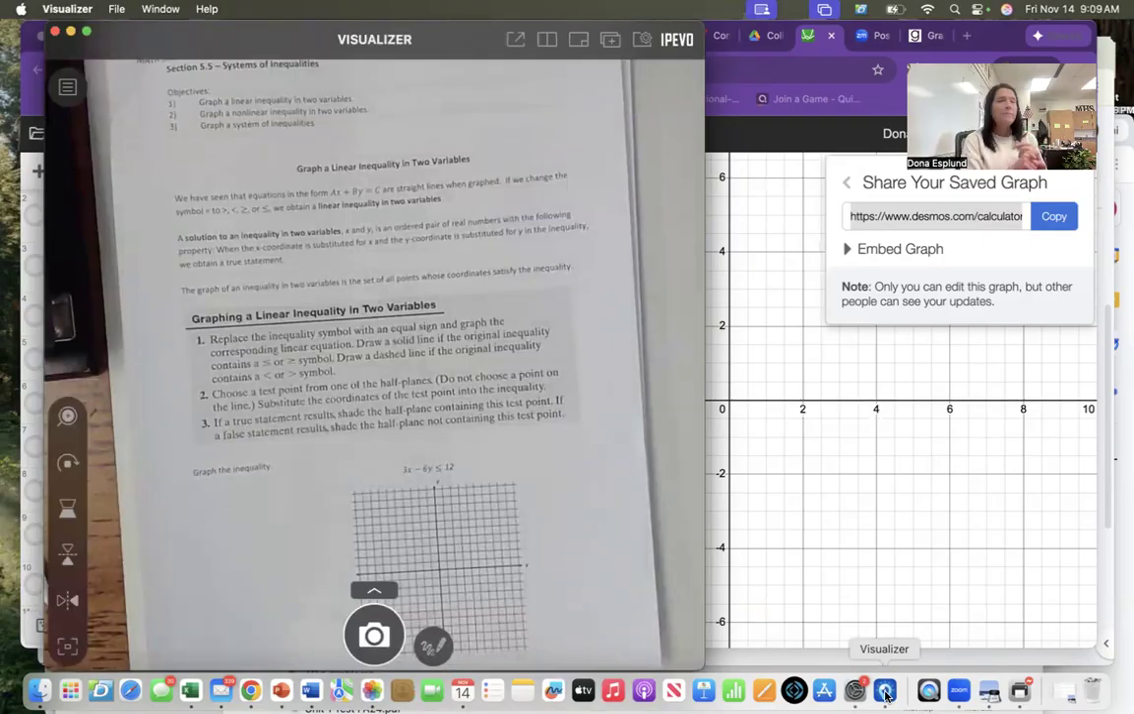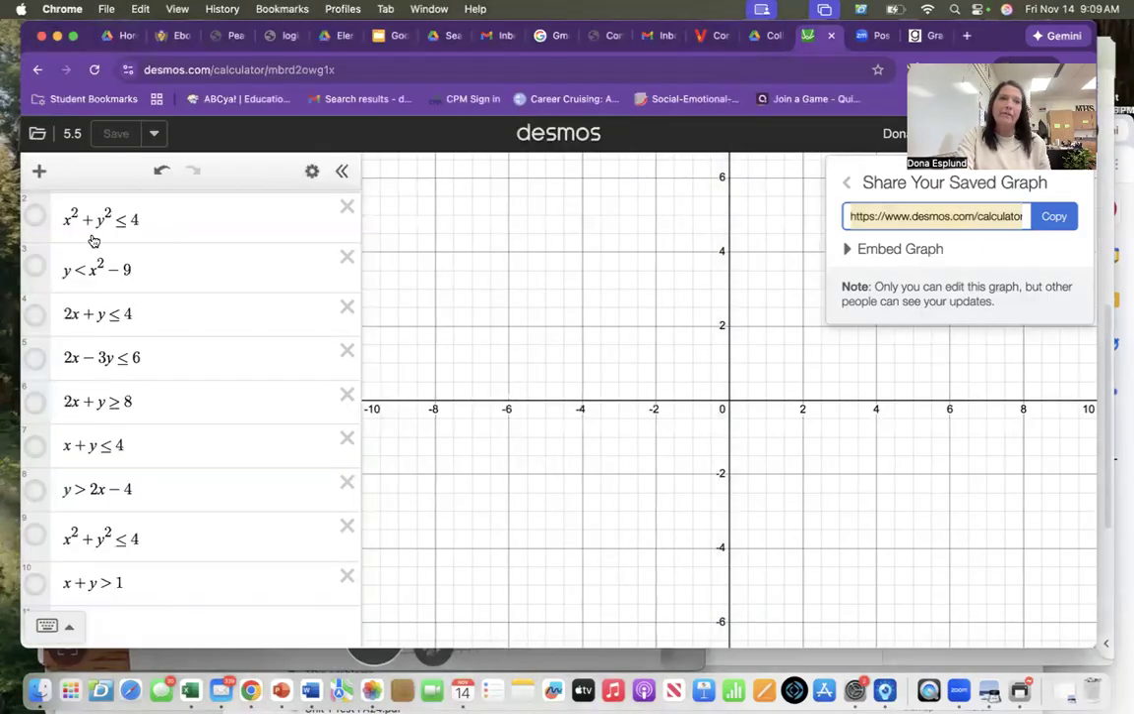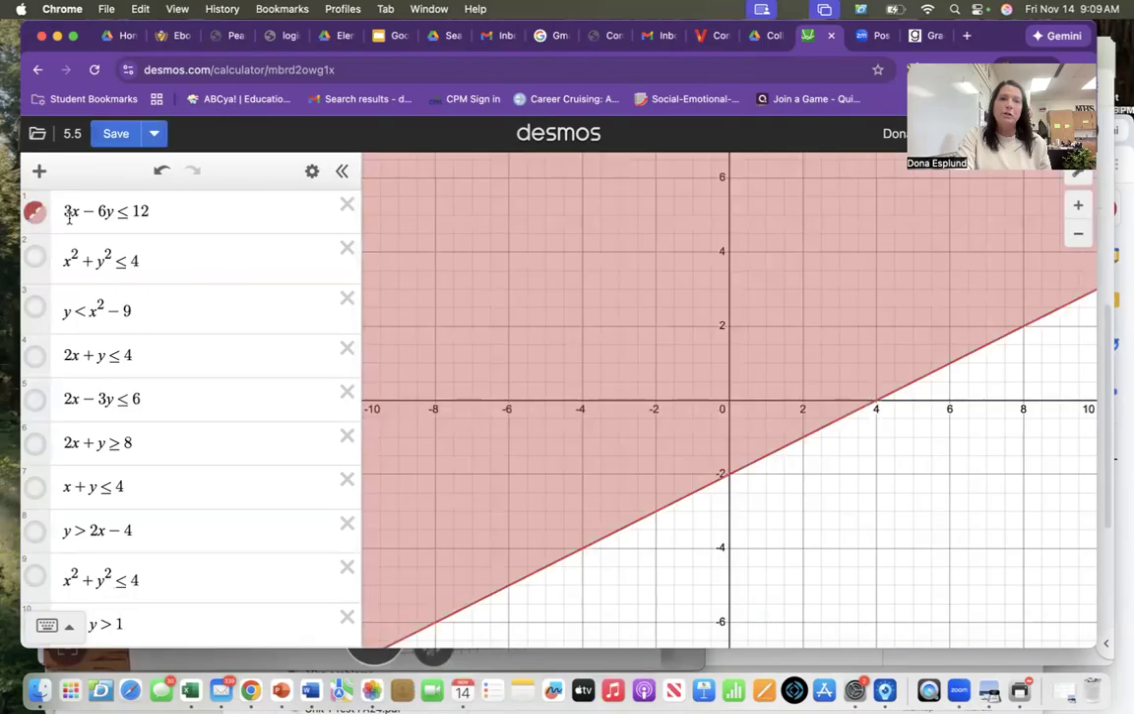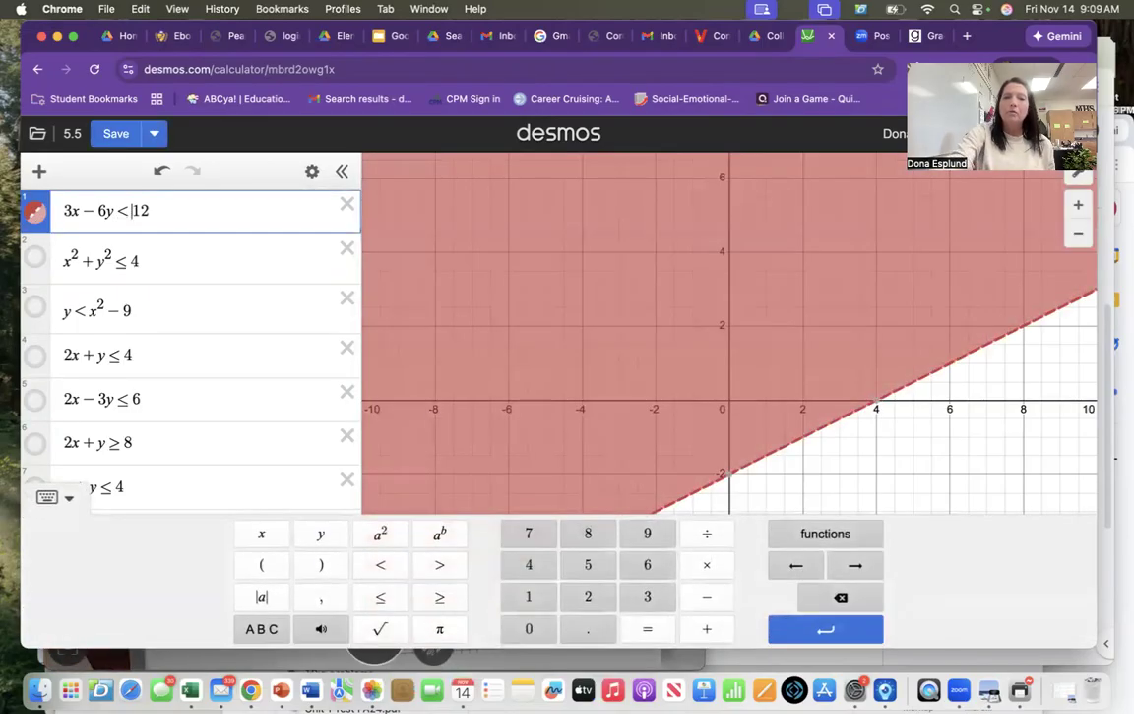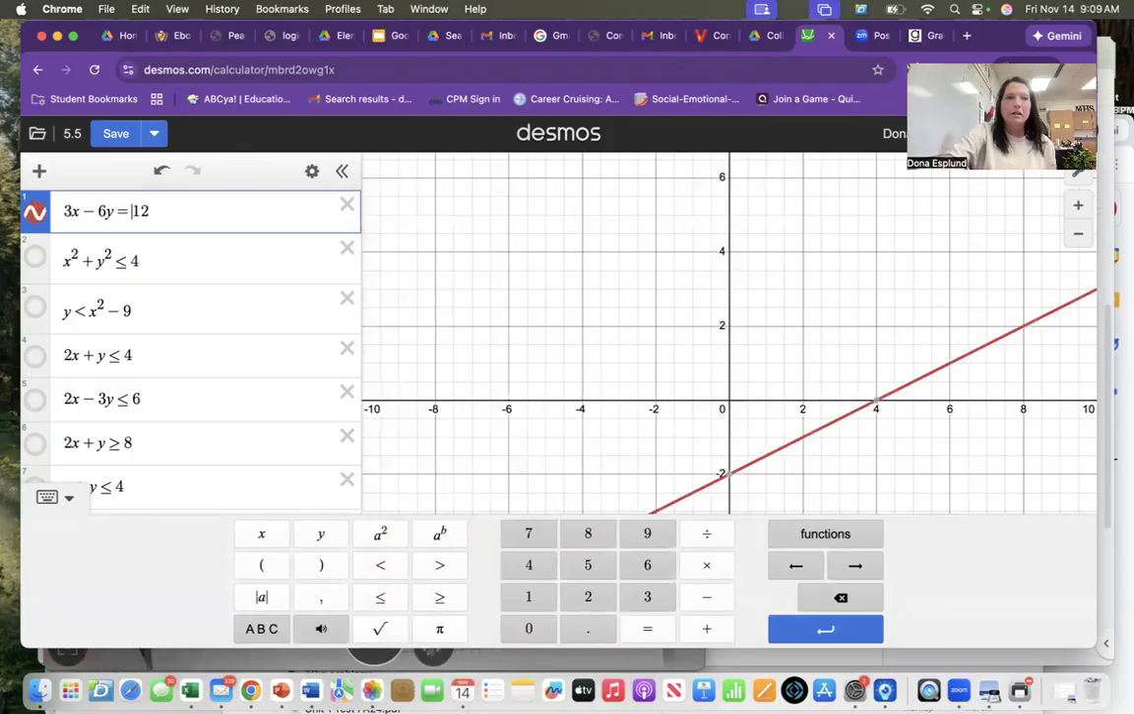I want to remember what happens if we have just a greater than or a less than, but not equal to. What do you do with the line? There you go. It is a dashed line, and we're going to talk about that one as well. So, without any further ado, I'm going to graph this first one, which is 3x minus 6y is less than or equal to 12. Remember, I just want to graph the line first, okay?